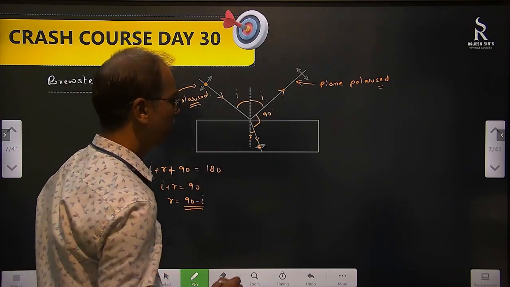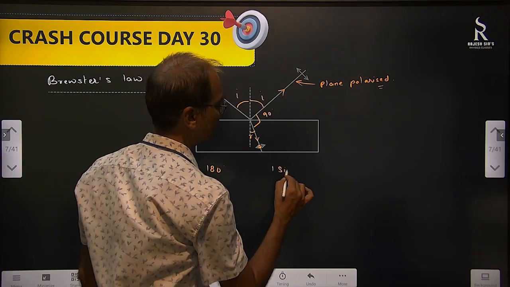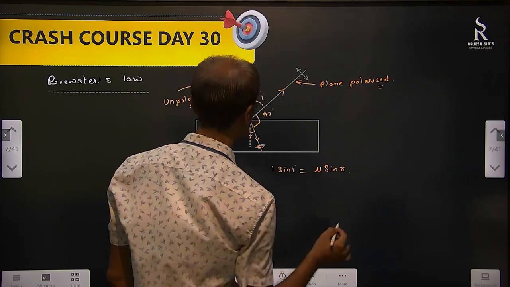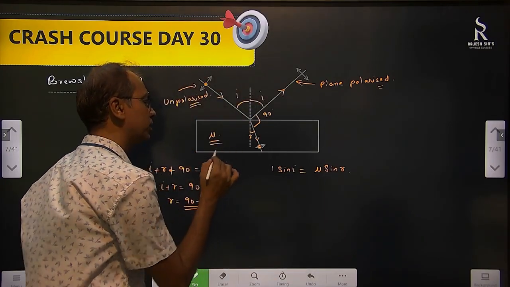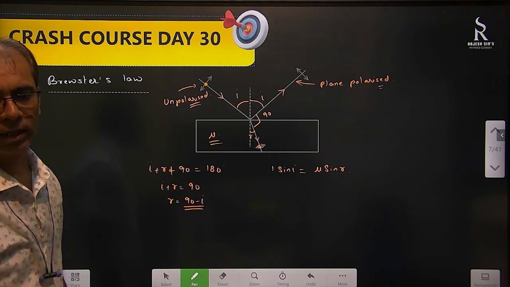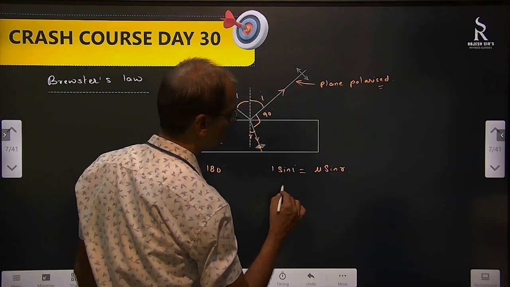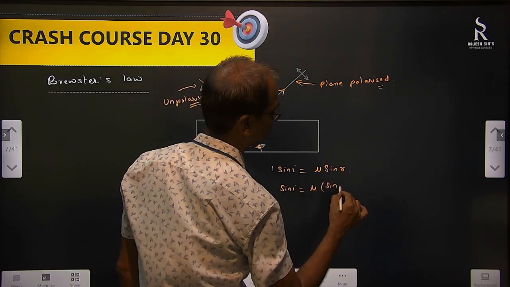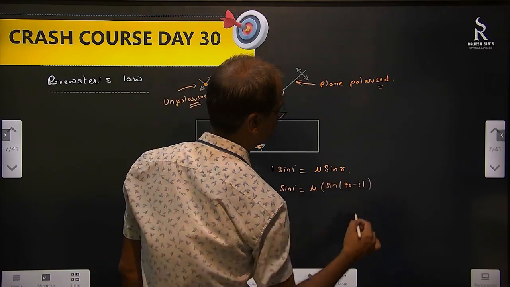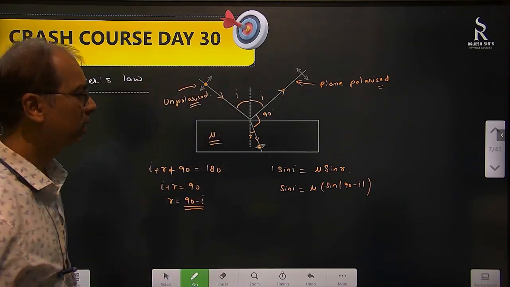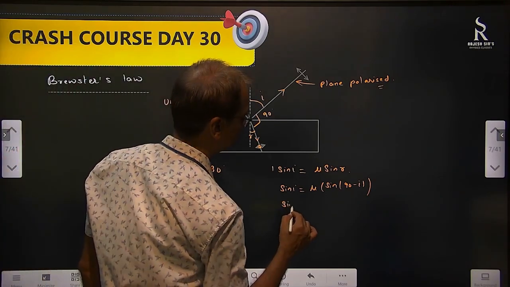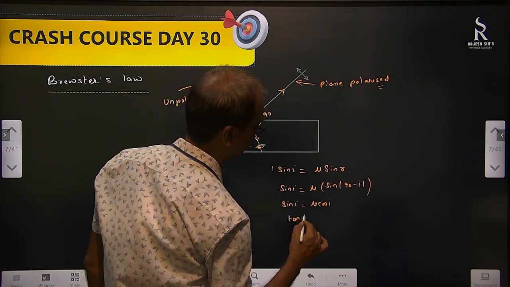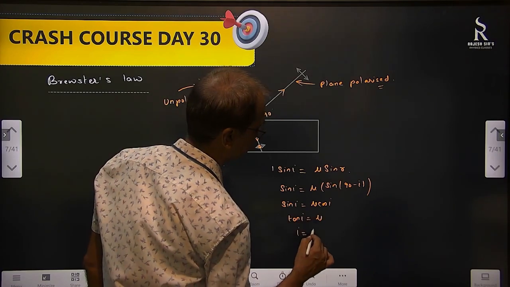So if you apply Snell's law over here, it says 1 sin I equal to mu sin R. Now what is mu? The refractive index of this medium. Sin I equal to mu sin of 90 minus I. Sin of 90 minus I means cos I. So sin I equal to mu cos I, so that means tan I equal to mu. I equals tan inverse mu.